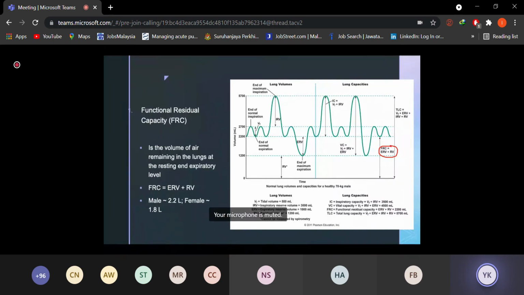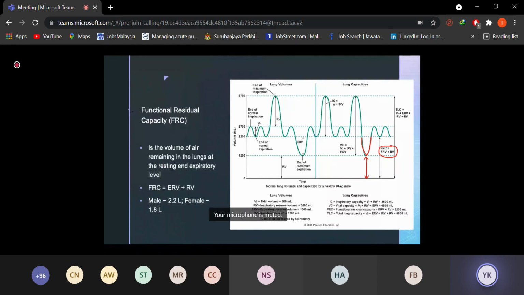So it means that after you exhale normally, then you forcefully exhale until a point where you cannot exhale anymore, plus the residual volume. Of course, the residual volume is hard to measure. I'm sorry, we cannot measure the residual volume. We only can assume it is 1.2 liters. So FRC is 1.2 liters plus your ERV.